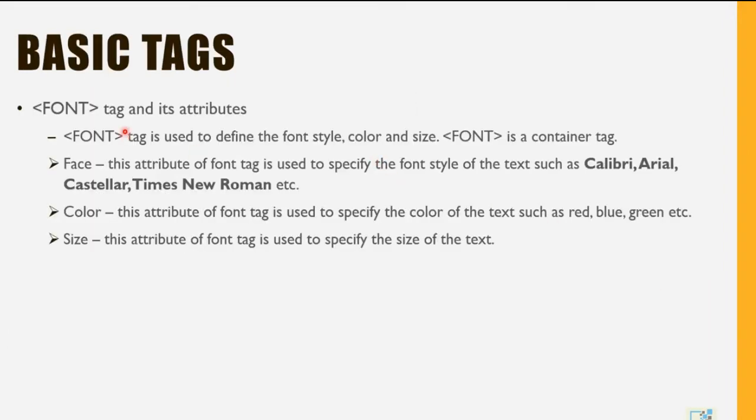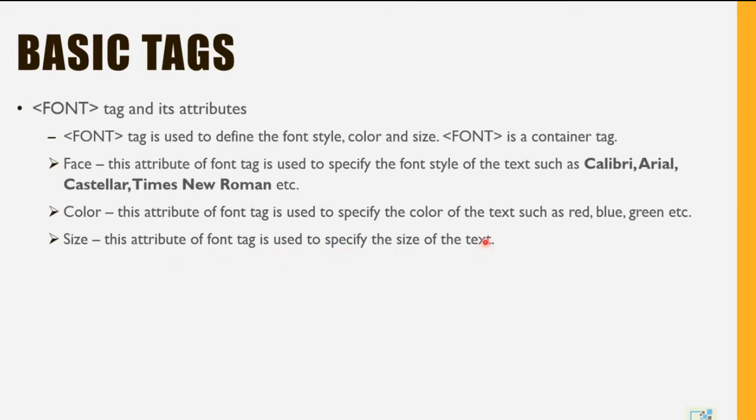Now let us discuss about font tag and its attributes. Font tag is used to define the font style, color and size. Font is a container tag. It has three attributes. First, face attribute. This attribute of font tag is used to specify the font style of the text such as Calibri, Arial, Castellar, Times New Roman. Color attribute. This attribute of font tag is used to specify the color of the text such as red, blue, green, etc. Size attribute. This attribute of font tag is used to specify the size of the text.